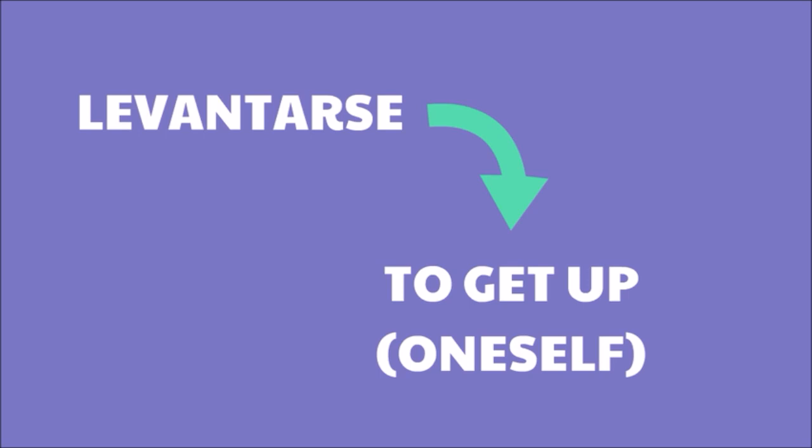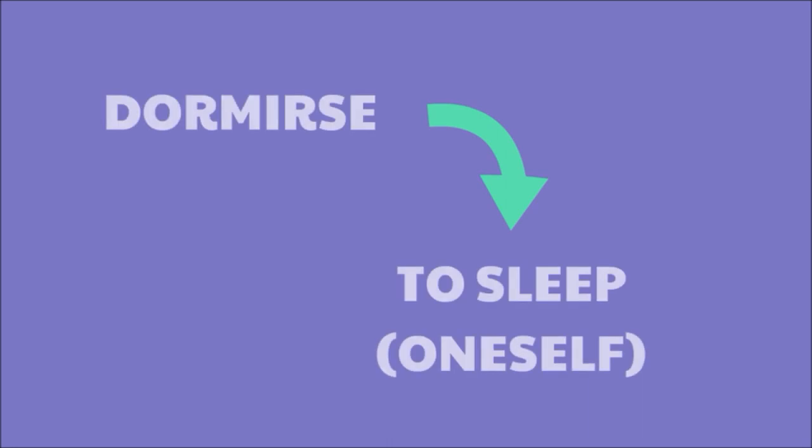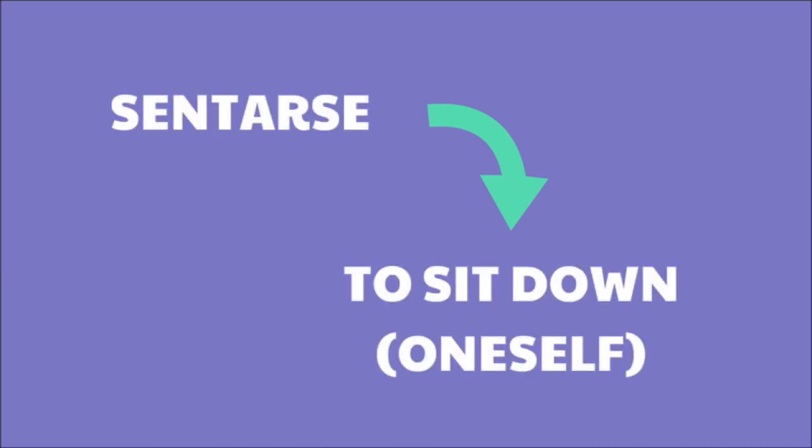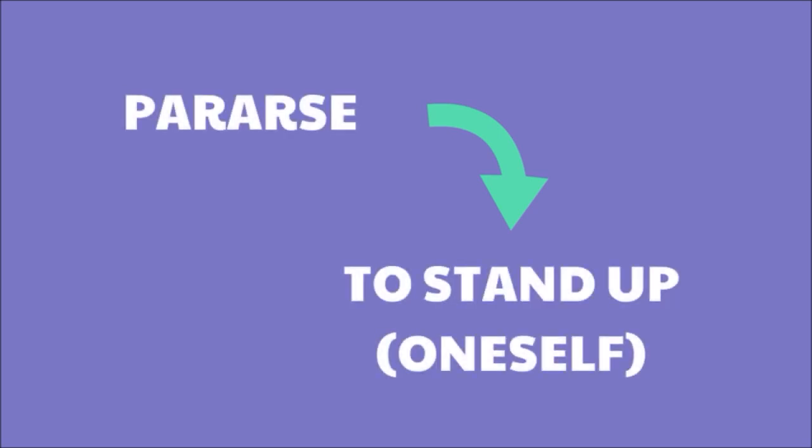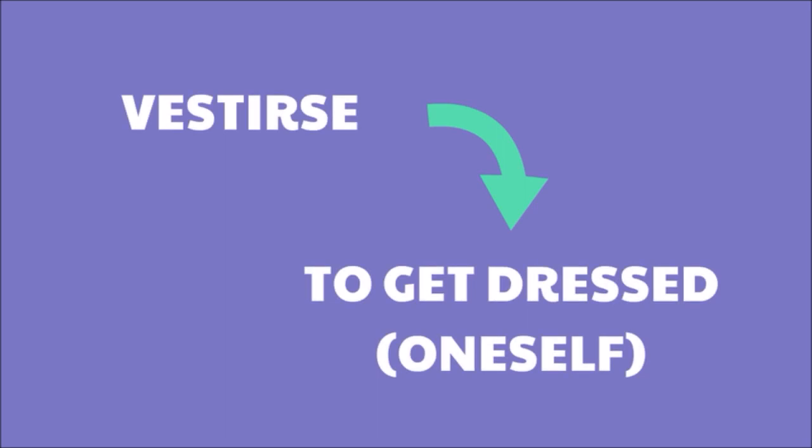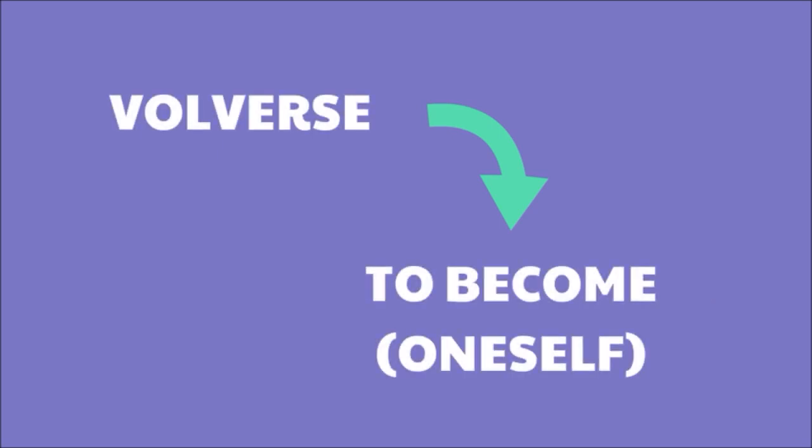Some reflexive verbs in Spanish are levantarse, which means to get up, oneself. Dormirse, which means to sleep, oneself. Sentarse, which means to sit down, oneself. Pararse, which means to stand up, oneself. Vestirse, which means to get dressed, oneself. Volverse, which means to become, oneself.